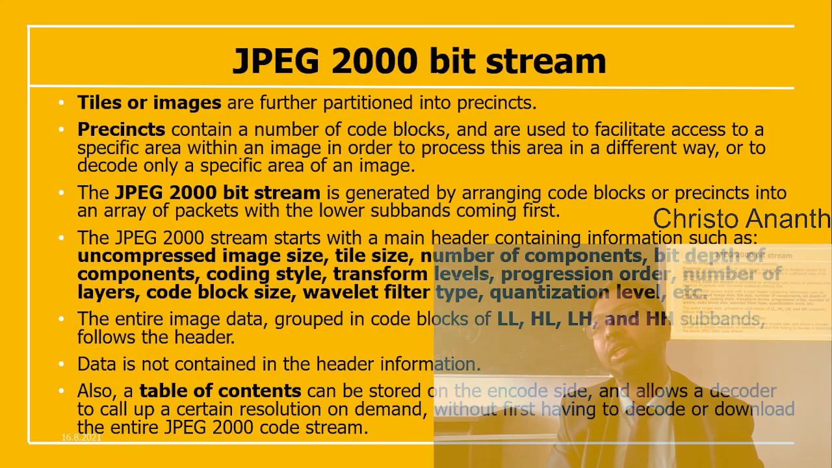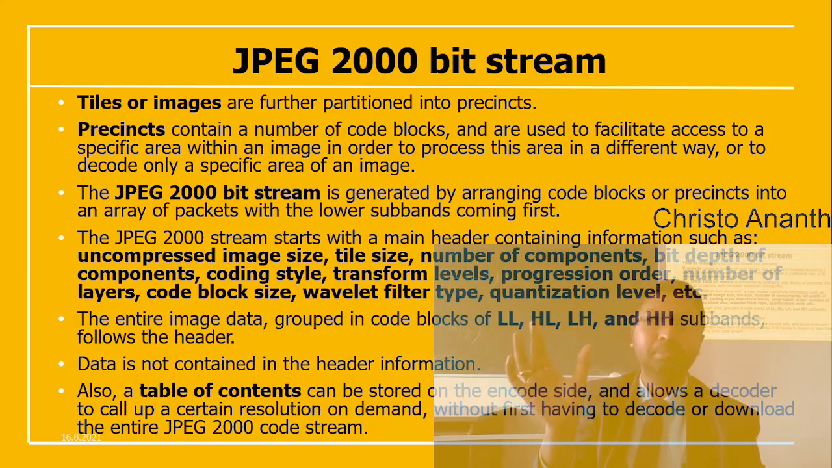Finally, the JPEG 2000 bit stream. Here the tiles or images are further partitioned into precincts. The precincts will have a number of code blocks, and facilitate access to a specific area within the image in order to process the area in a different way, or to decode only a specific area of the image. The JPEG 2000 bit stream is generated by arranging the code blocks or the precincts into an array of packets with the lower subbands coming first.